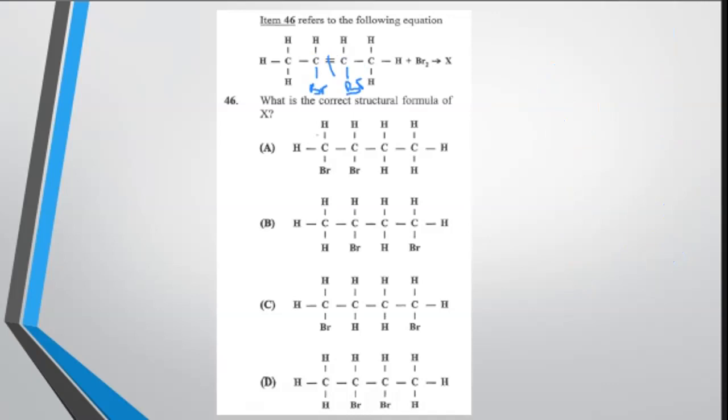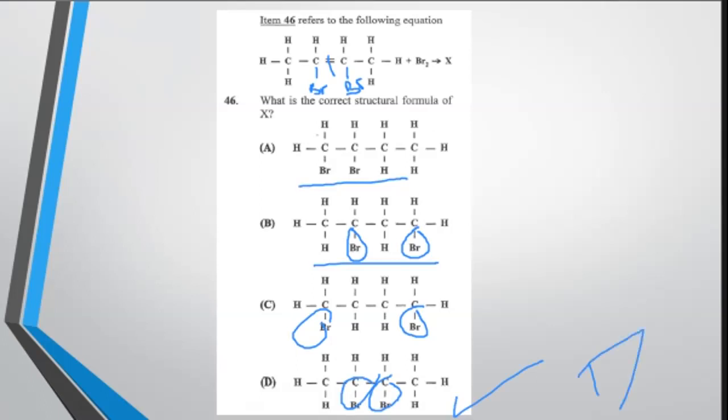So it's not A, because this is the first and second carbon. It's supposed to be the second and the third carbon. It's not B. You have bromine on the second and the fourth carbon. That doesn't make sense. It's not C. You have bromine on the first carbon and on the fourth carbon. That doesn't make sense. D: you have bromine on the second and the third carbon. So the answer is most likely D, as in dog.